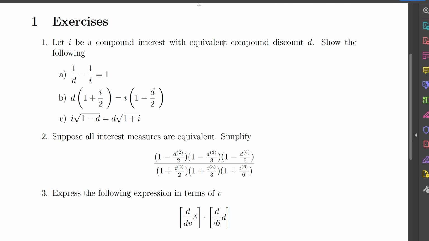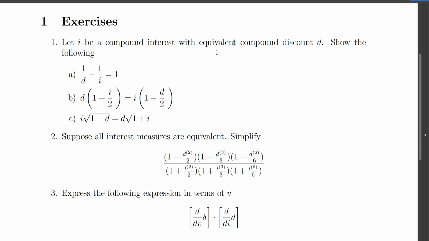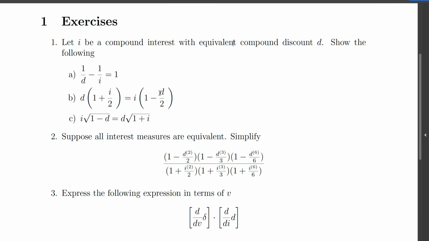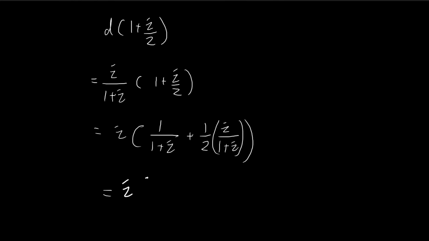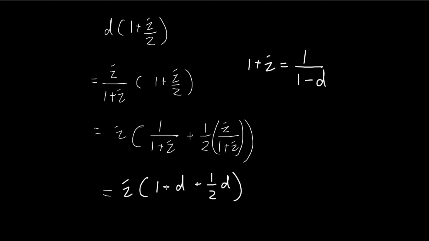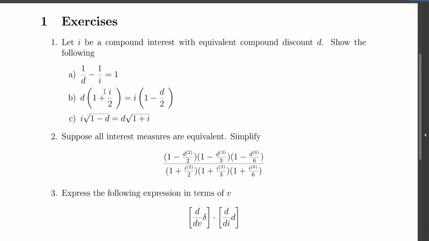So looking back at the original problem, we're going to hope that this expression here is equal to this expression. So let's try to express everything in terms of D. So 1 over 1 plus I, what is that equal to? By the definition of equivalent rates, we know that 1 plus I is equal to 1 over 1 minus D, right? So 1 over 1 plus I is just 1 minus D. And then I over 1 plus I is equal to this conversion formula, which is just D, right? So we have a minus D plus 1 half D, right? So that's just I times (1 minus D over 2). And there we have it, we've proved part B.